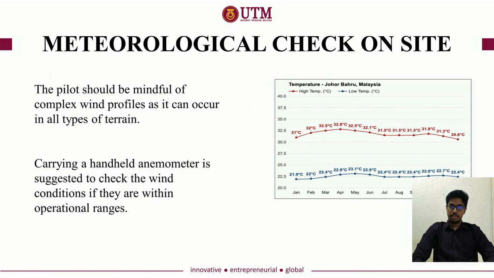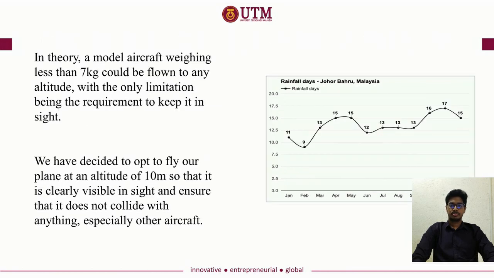So what I have here is the meteorological check on site, and the graph here shows the temperature. This graph talks about the average temperature of the selected location, which is Johor Bahru. Before that, the pilot should be mindful of complex wind profiles, as they can occur in all types of terrain. Carrying a handheld anemometer is suggested to check whether the wind conditions are within operational ranges. However, common sense would tell us whether the condition is suitable enough to conduct a flight test.